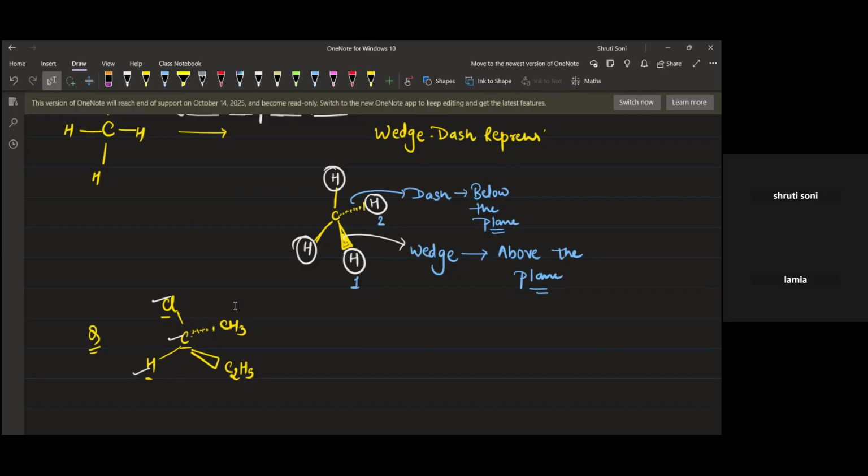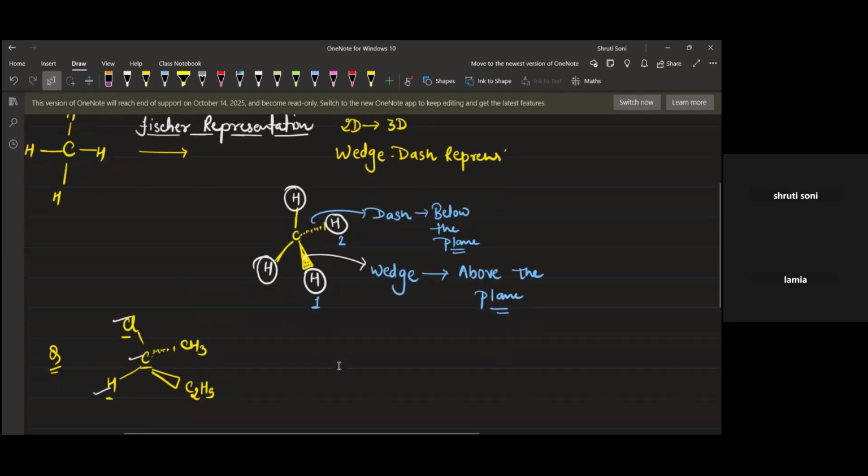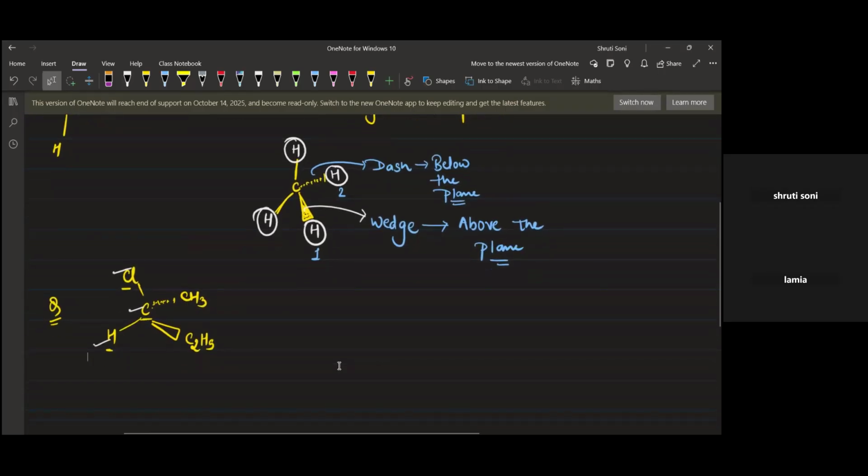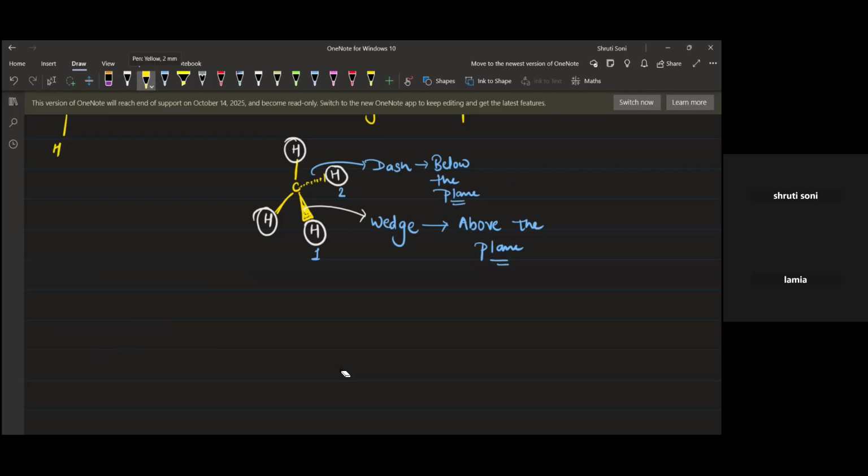Now, after wedge-dash representation, do you understand wedge-dash representation? Then there are three forms in which we can represent, and you also need to know those forms. The first one we will discuss is Fischer, then we will discuss Newman, and in the last we will discuss Sawhorse.